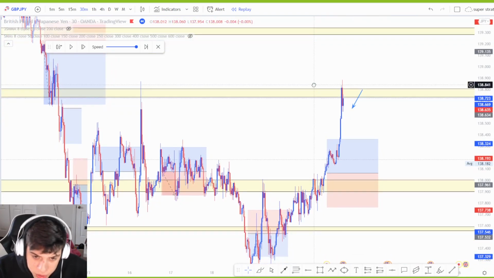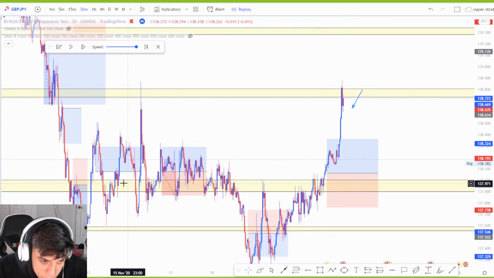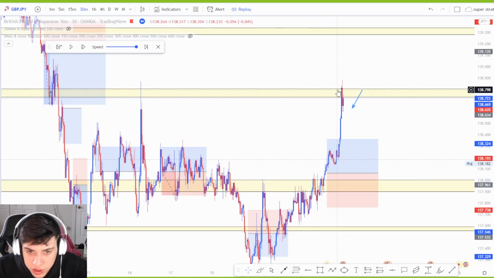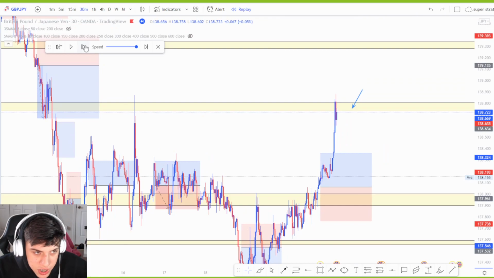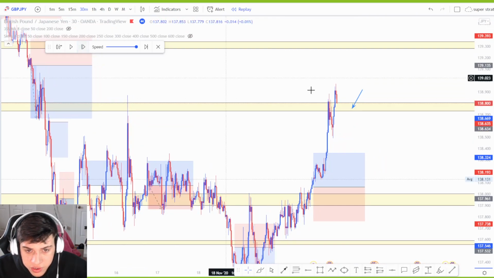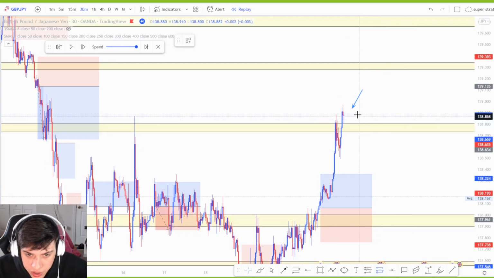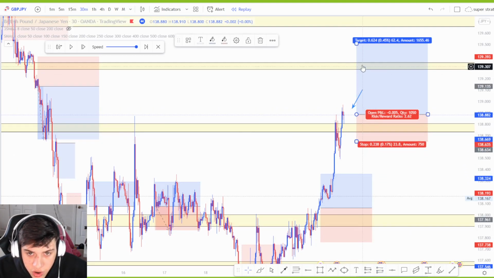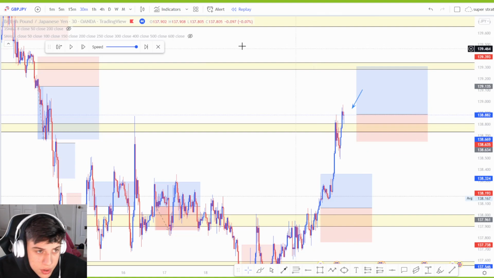Remember, guys, when we broke this zone up here, and when we broke this zone over here, where did we go? We ended up over here. When we broke this zone here, we ended up over here. Pretty simple strategy, guys. I don't want to overcomplicate it. It's very, very simple. Here I would take another buy. Why? Because we broke this zone. Now we can start targeting our next zone up here.